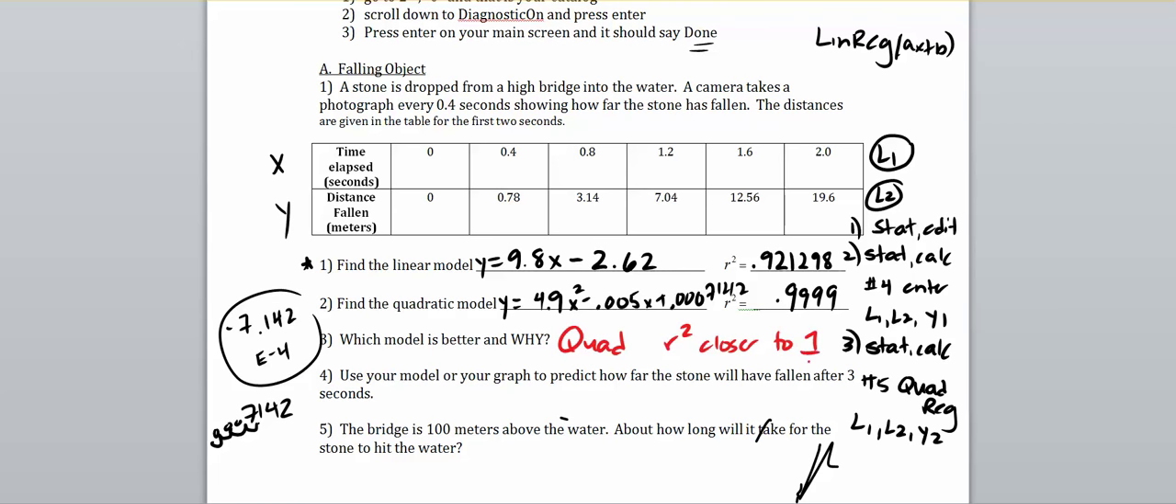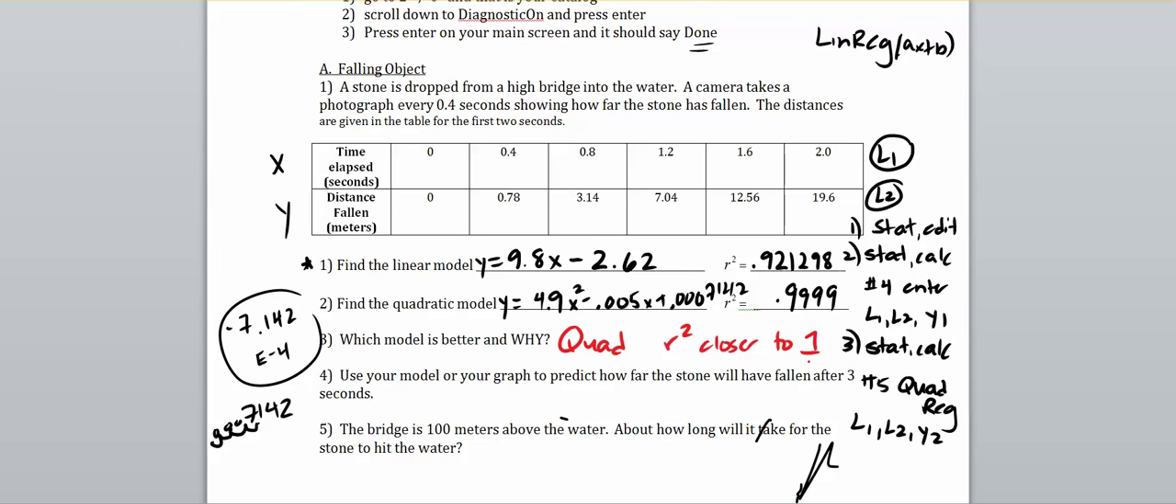Now we're going to talk about it in class, but if you guys could go to your window and make your x minimum 0 and your x maximum 2, and then let's go to your y's and make your minimum 0 and your maximum, let's say 20. If you press graph, you should be able to see the linear model and the quadratic model.